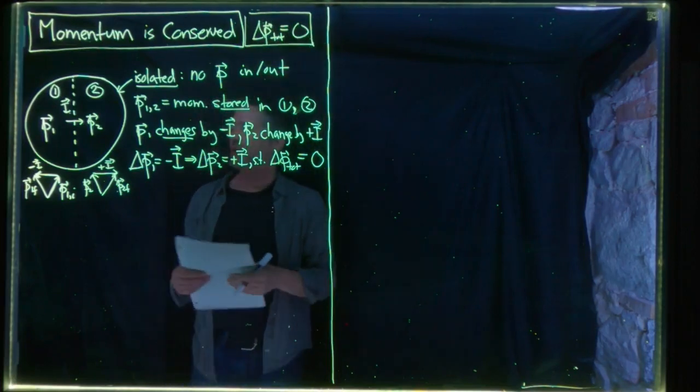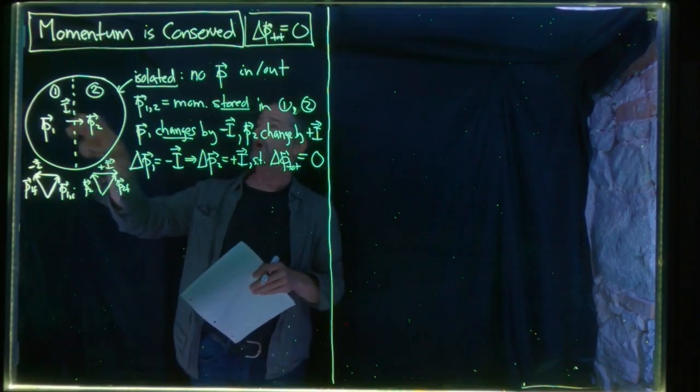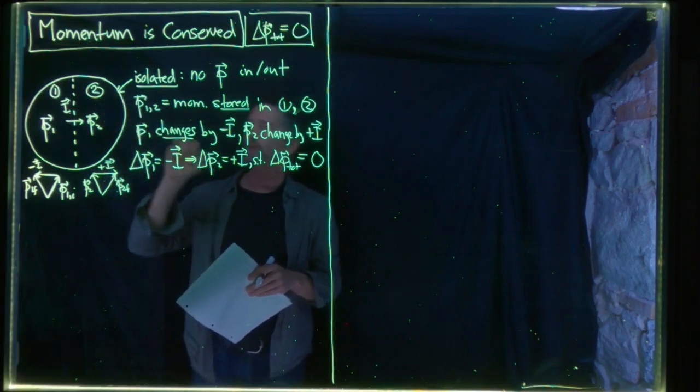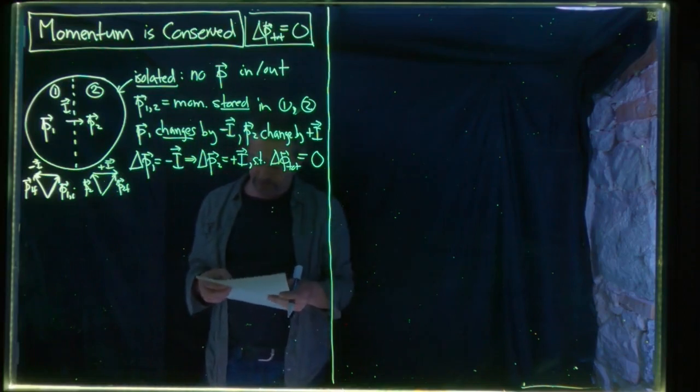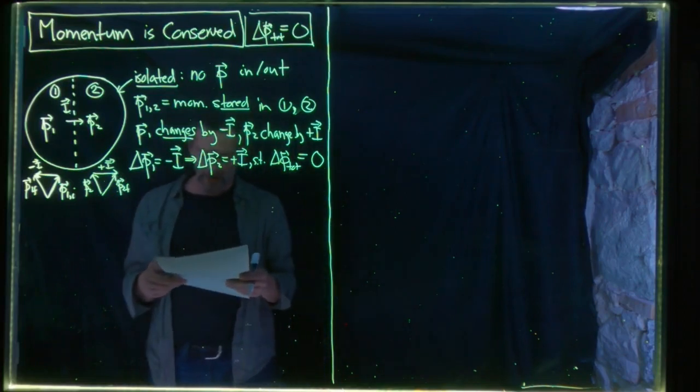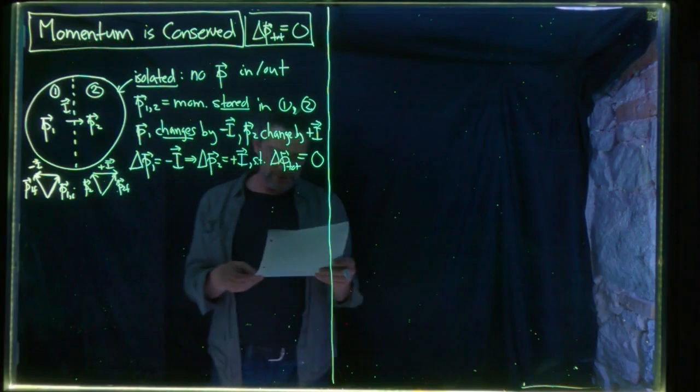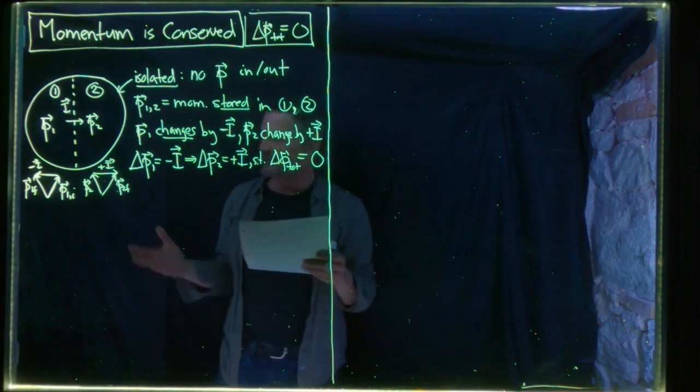Okay, so whatever change in momentum happens in this system, there's an opposite change in momentum in that system, so that the total momentum in the isolated system remains constant. Okay, great. So let's do sort of a quintessential example, which is basically in particle physics.